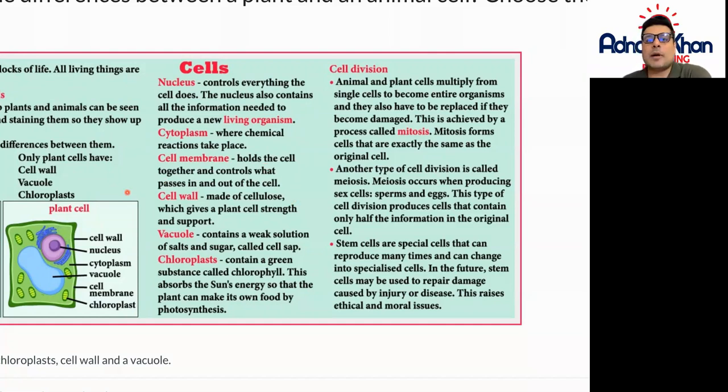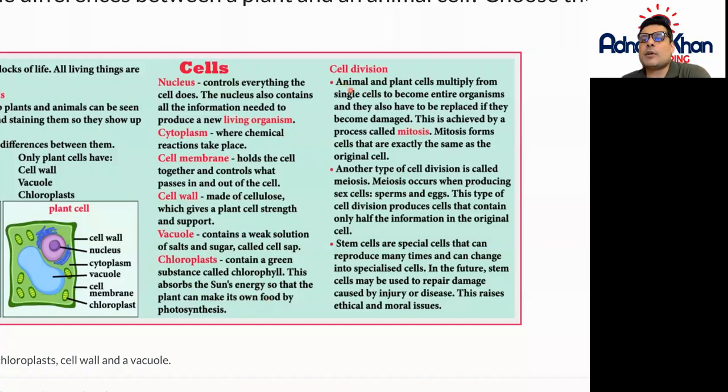A cell wall, and remember, only a plant has a cell wall, is made up of cellulose, which gives a plant cell strength and support. A vacuole contains a weak solution of salts and sugar called cell sap. And chloroplasts contain a green substance called chlorophyll. This absorbs the sun's energy so that the plant can make its own food by photosynthesis.